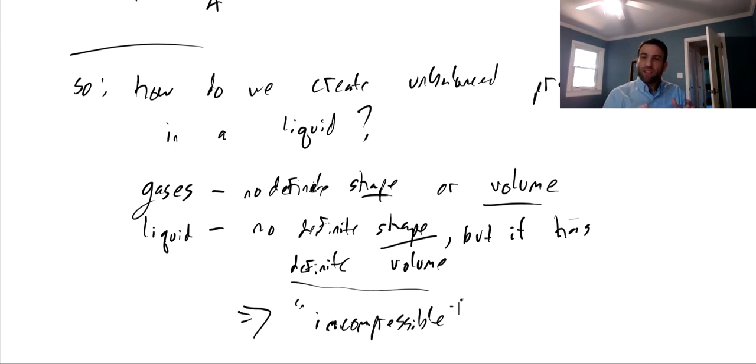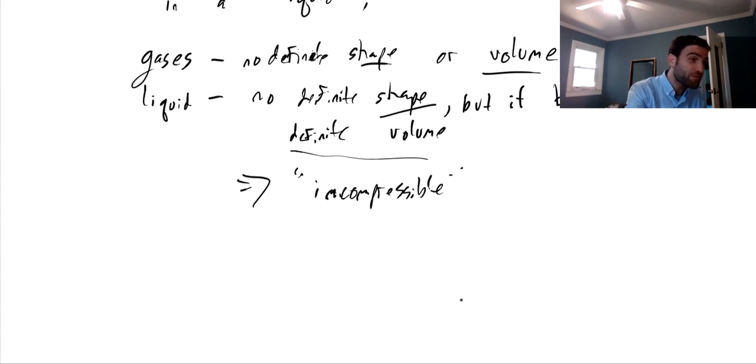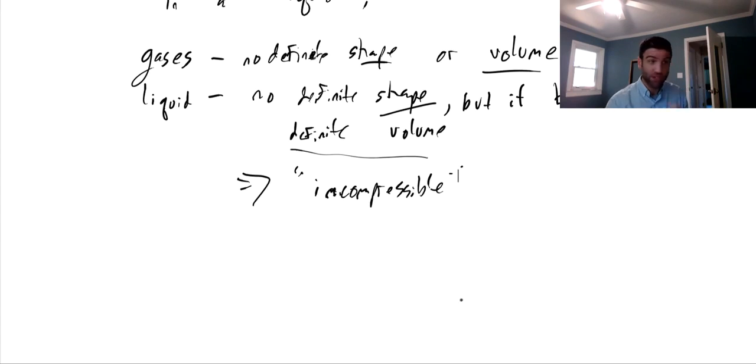And what that means is that as you vary the pressure, for instance, in water, it experiences basically no change in how much volume of space it takes up. So how can we use this fact to change the pressure inside a liquid? We just squeeze on it.